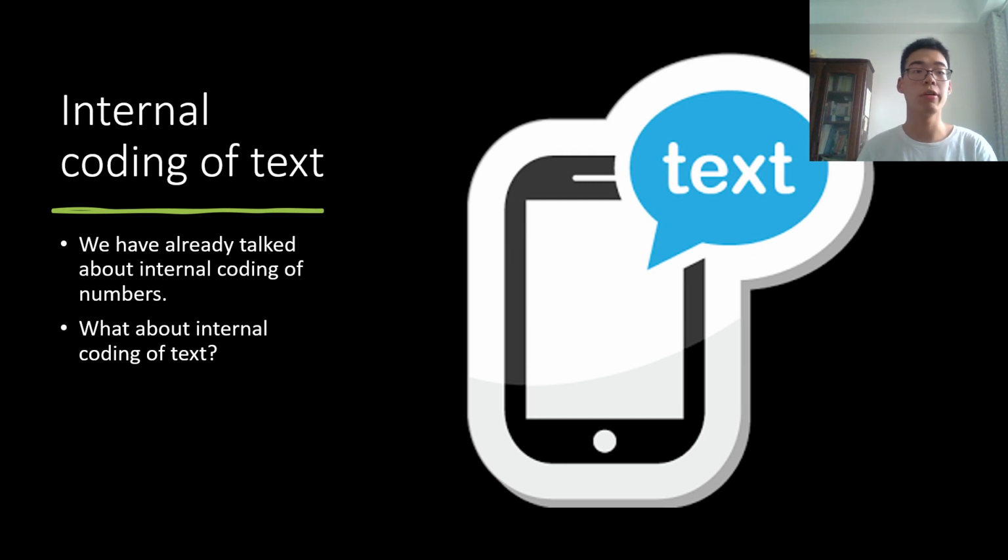In this video, we're going to talk about internal coding of text. In the last video, we already talked about internal coding of numbers. But what about the internal coding of text? How is text on our mobile phones stored and displayed on the screen?